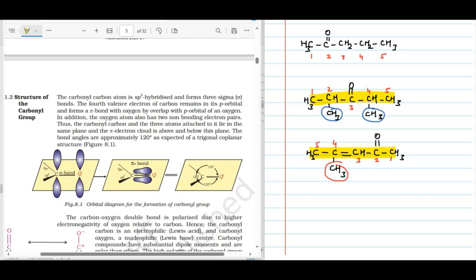In the next video, we will learn about the structure of the carbonyl group.